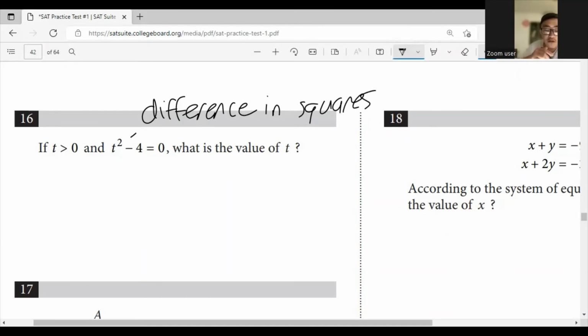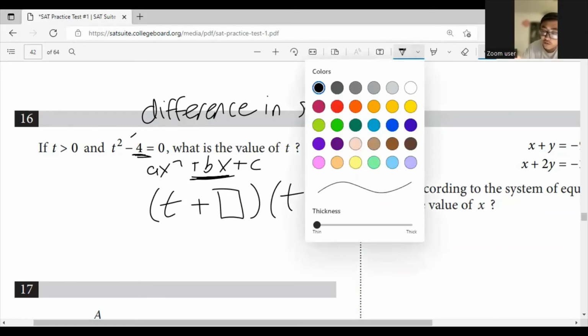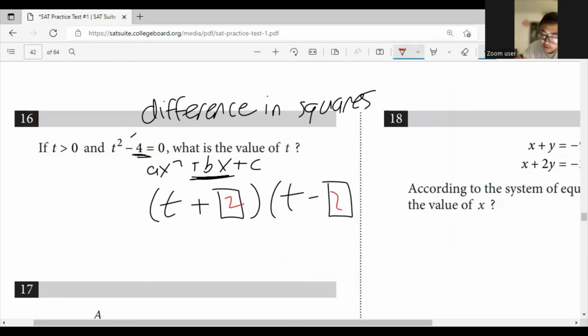Well, there's 2 things that I know that make it a difference in squares. There's no b term. We know quadratic is ax squared plus bx plus c. There's no bx right here, so I know it's that. And here is a perfect square. So I know that 4 is a perfect square. What I need to do is find something that will get me t plus something and t minus something, but it has to get me 4 in a perfect square. And what do you do with that? You just square root 4. So the square root of 4 is 2. So I'm just going to write plus 2 and minus 2, just in parentheses right here.